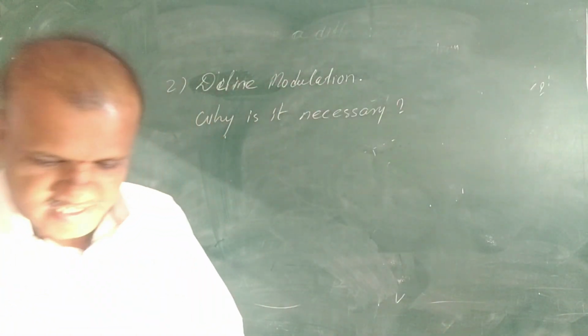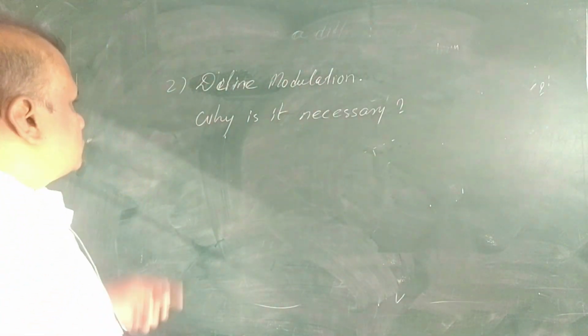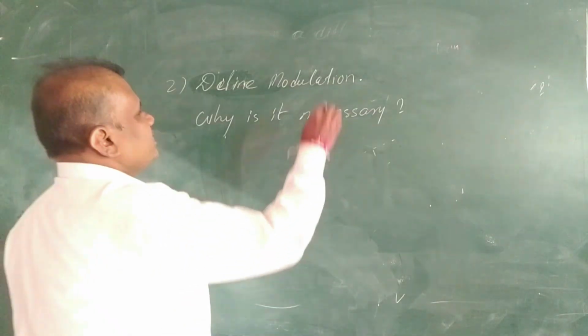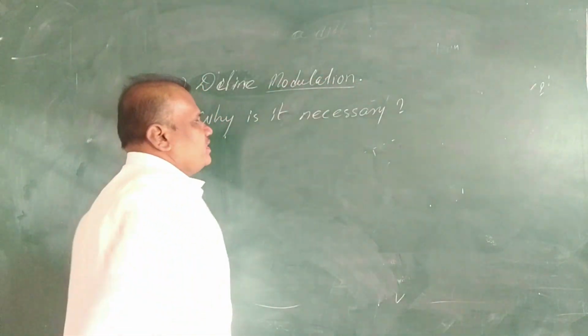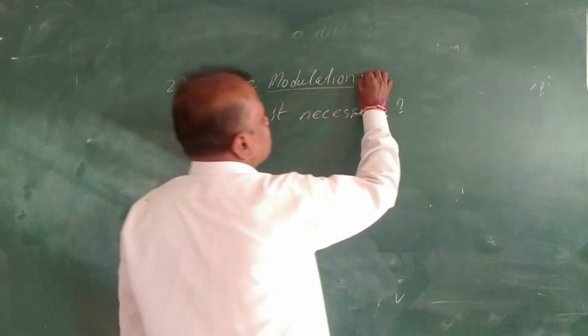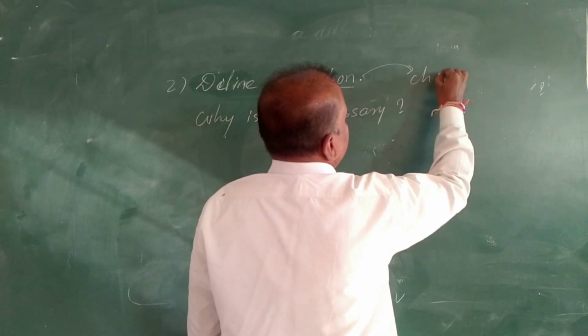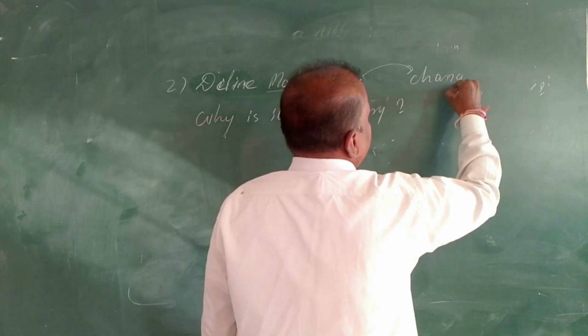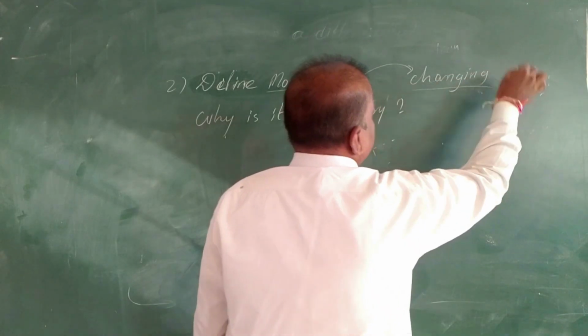The second question again has two parts. Define modulation. Here is the meaning of this term: modulation means it is a process of changing, alteration.